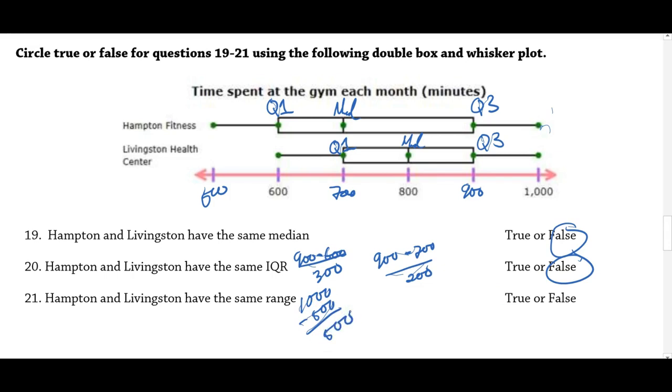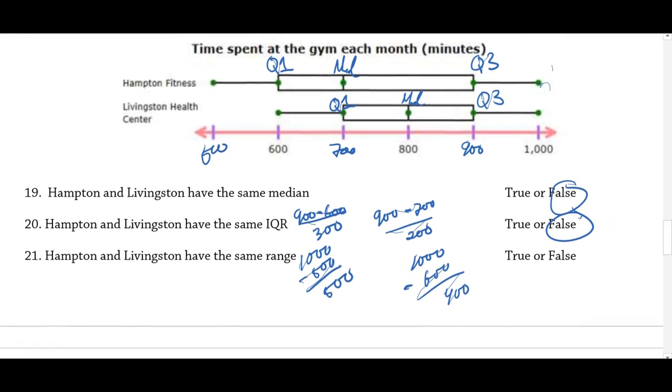And then for my bottom one here, it goes up to 1,000 as well. But it only goes down to 600. So I get 400 for my answer there. So again, we see those are different numbers. So that would be false as well. So again, median, we're just looking visually. IQR and range, we're just calculating and saying, are they the same, yes or no?